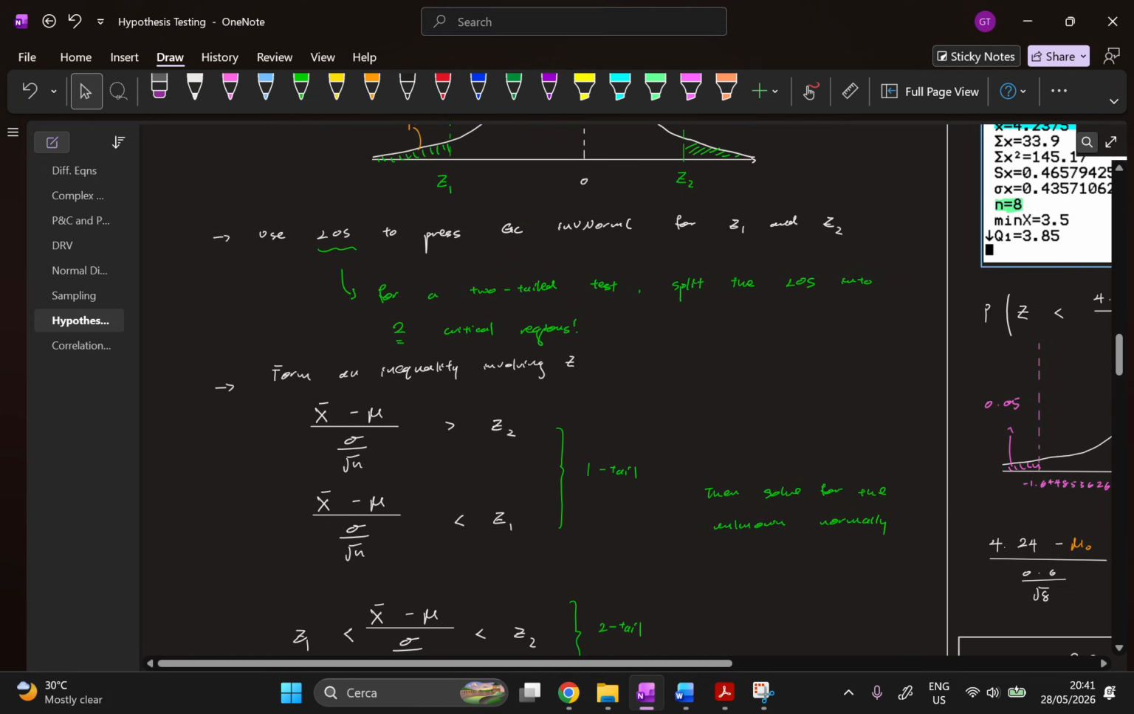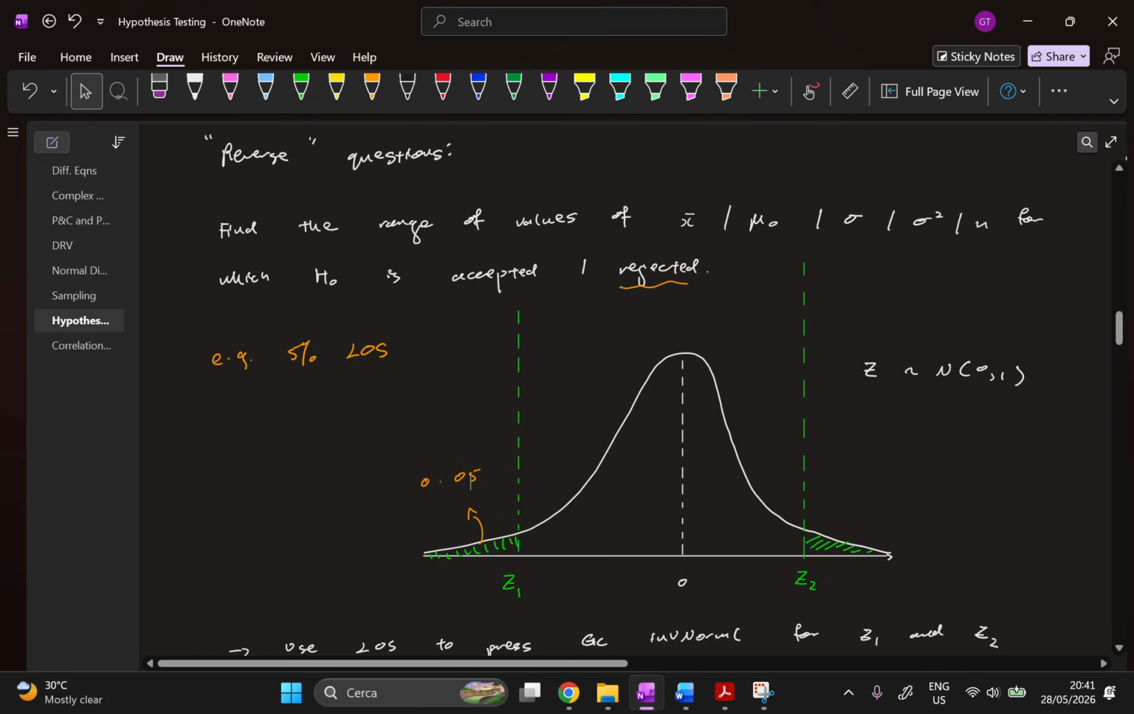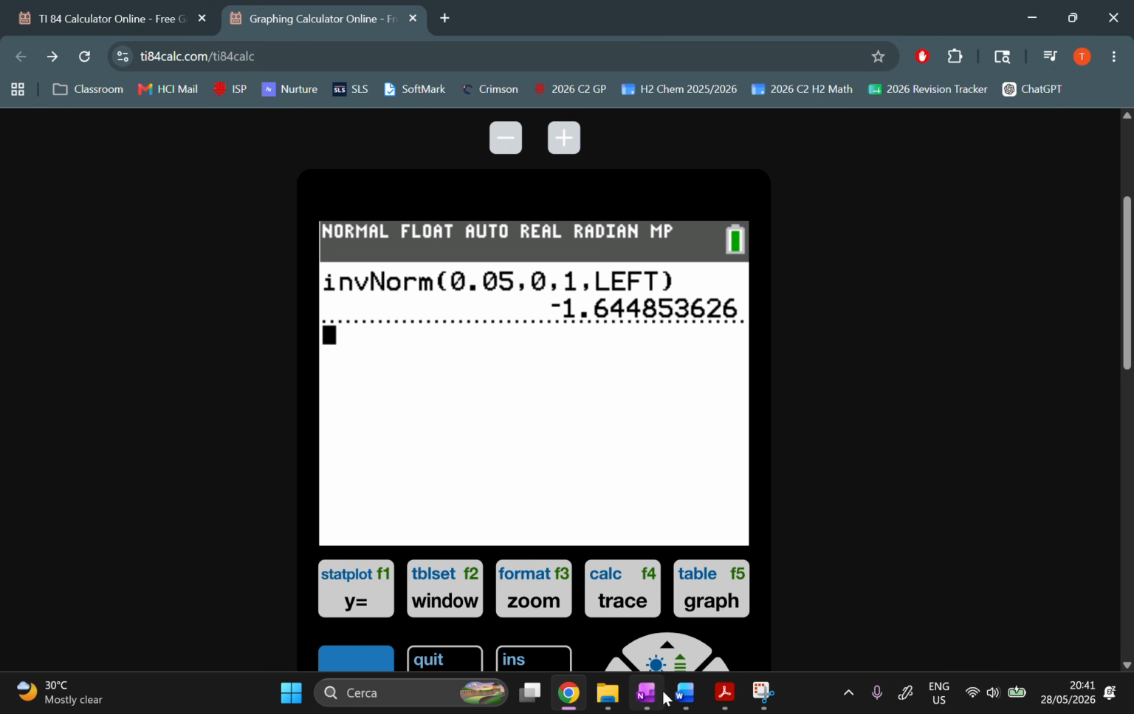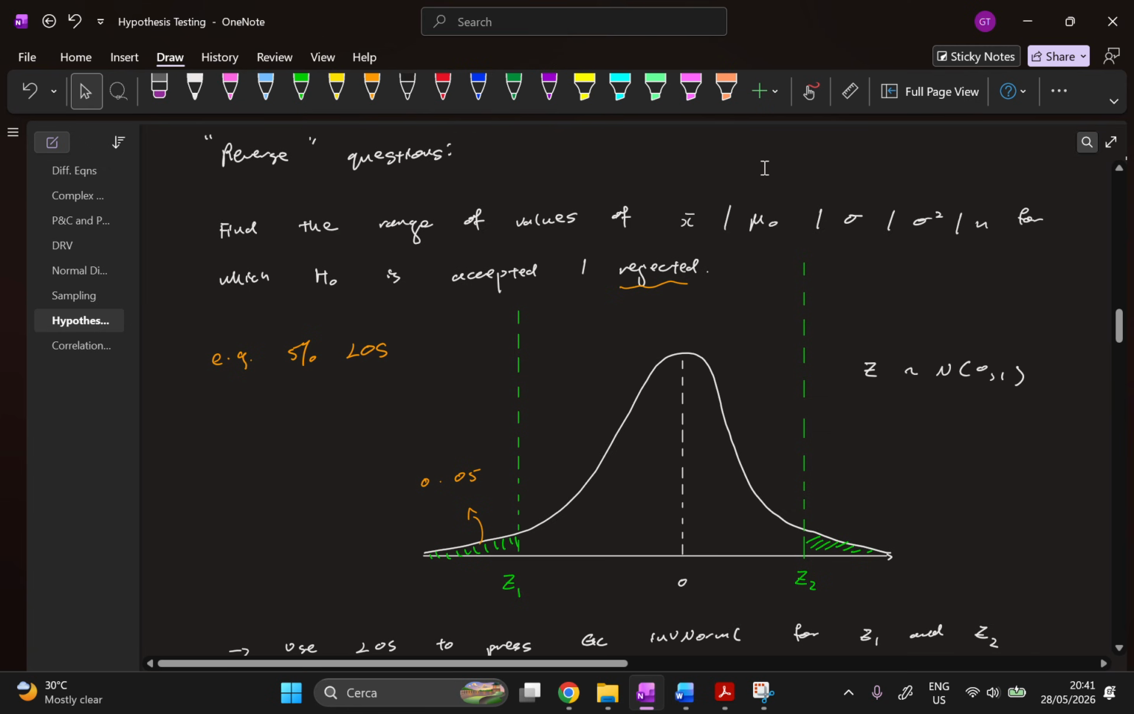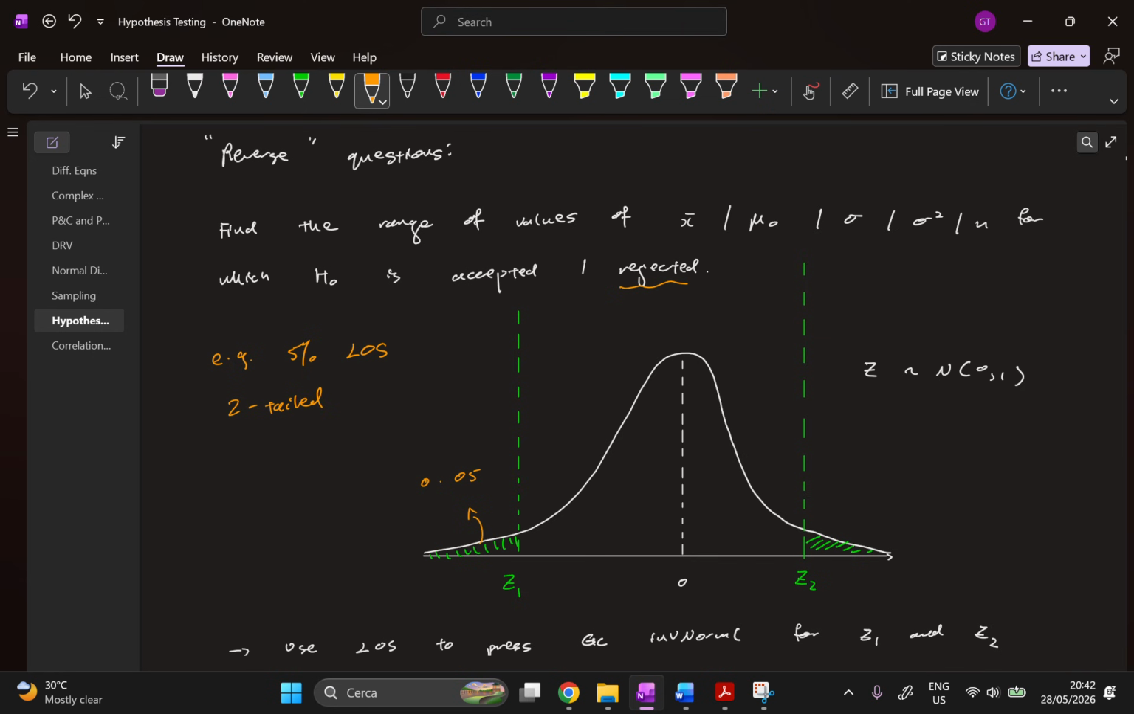And also, you need to know that for a two-tailed test, instead of doing that, I'm going to split it up. So in this case the question is the same, find the range of values of something for which H0 is rejected at the 5% level of significance. But this time it's a two-tailed test. What I'm going to do is, instead of this equal to 0.05, it means that this shaded region plus this shaded region add up to 0.05, so this one will be 0.025. This one is 0.025.